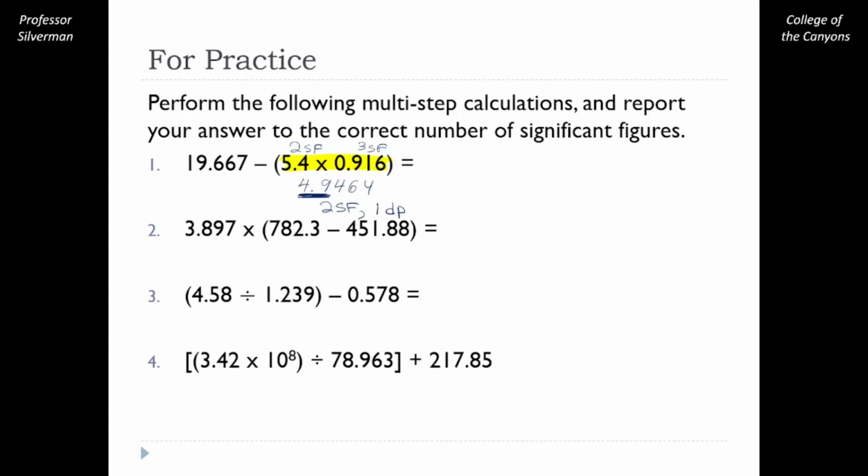In this case, we do need to know the number of decimal places because our next operation is to do this subtraction. 19.667 minus our 4.9464. Okay, we're doing subtraction, so we need to know decimal places. 3 decimal places for that first number, 1 decimal place for that second number. And so we get to have exactly 1 decimal place in our answer. 14.7206. 1 decimal place.